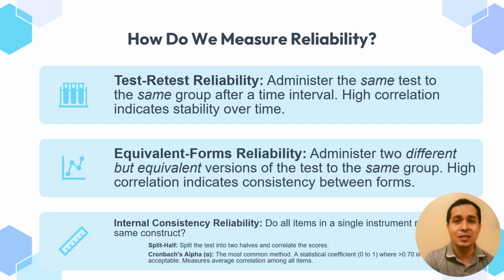Then we have internal consistency. This is very common in surveys. It checks if all the items in a single instrument are measuring the same underlying construct. The most common statistic for this is Cronbach's alpha, a number between 0 and 1. Generally, a score above 0.70 is considered acceptable, indicating that the items hang together well.